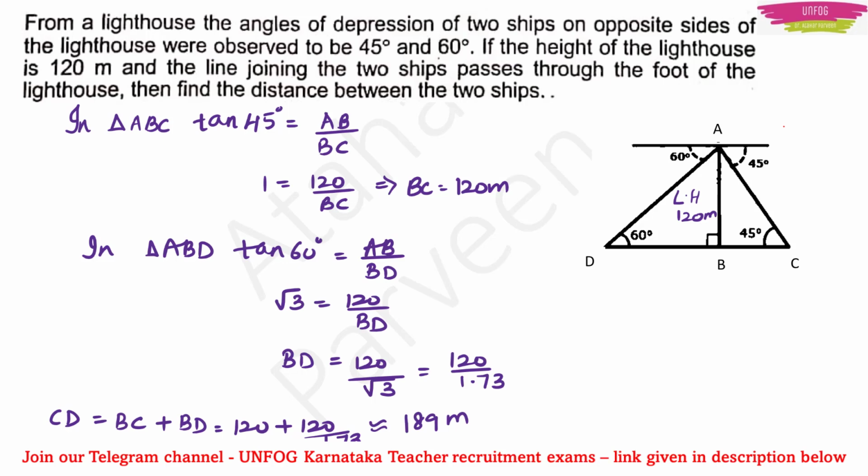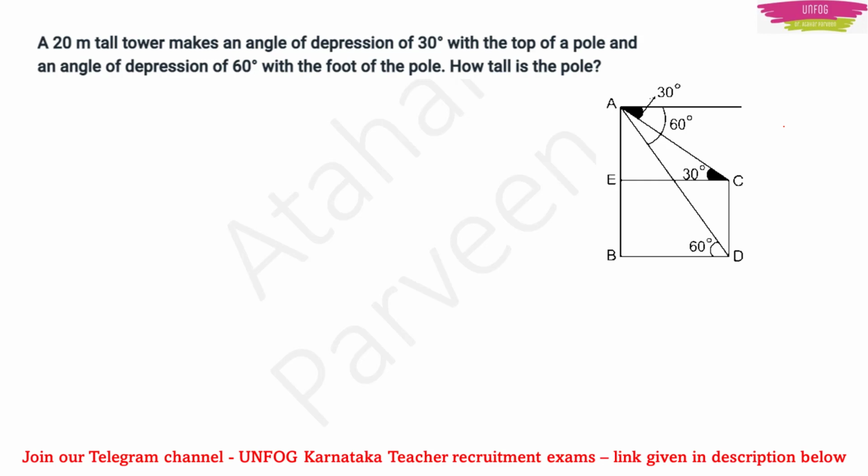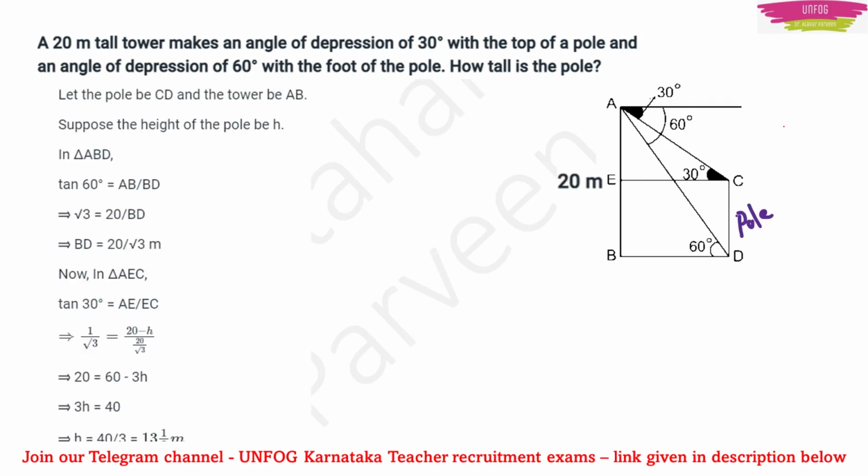I have another question for you. A 20-meter tall tower makes an angle of depression of 30 degrees with the top of a pole and an angle of depression of 60 degrees with the foot of the pole. How tall is the pole? I am giving you the explanation and answer, but I am not explaining it literally. This is your assignment. You should go for the answer only after you try to solve it. First pause the video, or just get out of the video, try to solve it by yourself, then come back and match your answer. Okay friends.